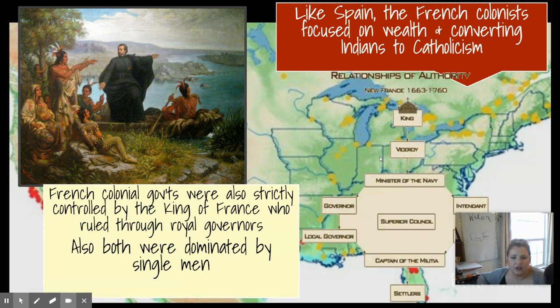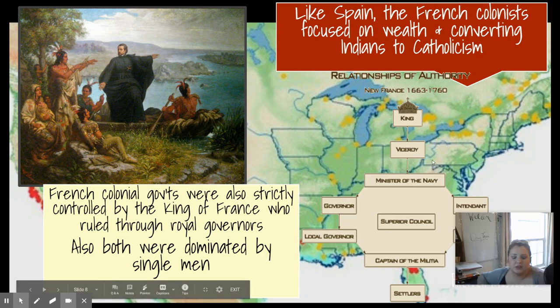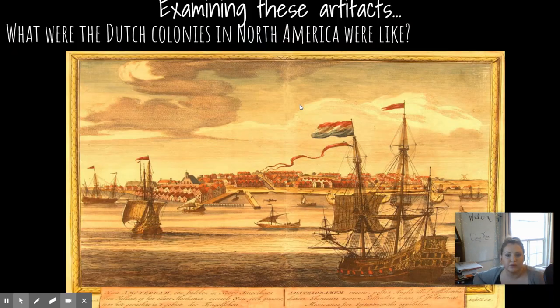Okay, so you have the king, you have those royal governors, and then all of these people are coming from the top down. You have leadership coming from France. It is not led by the locals.